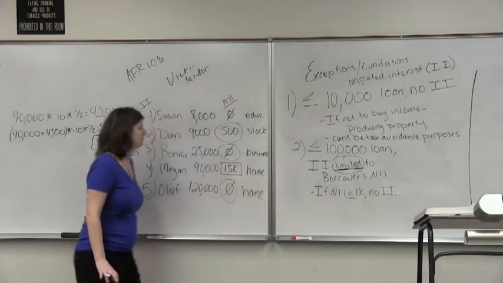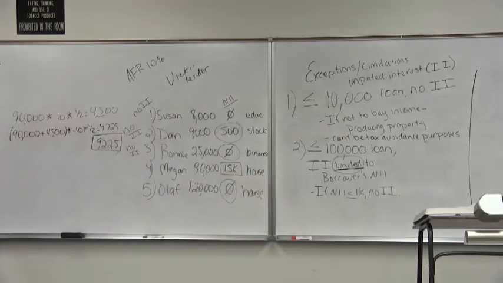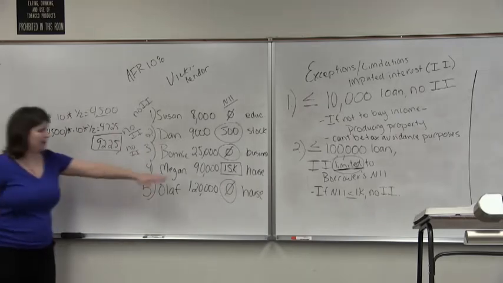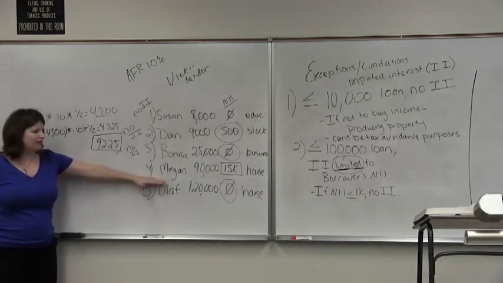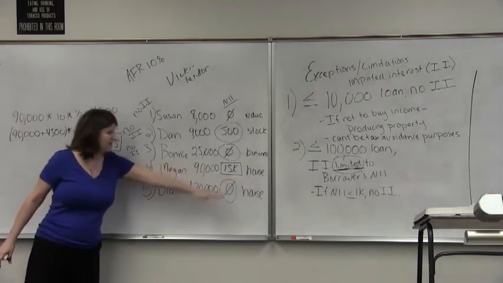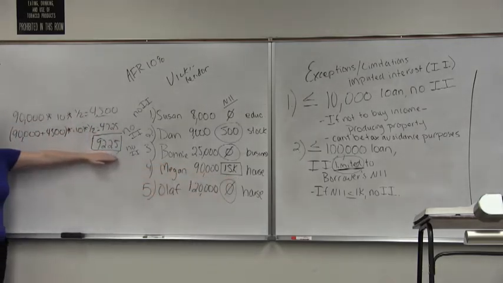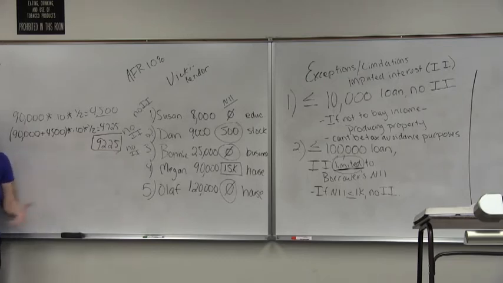Okay? So we have no limit that we have to be concerned with. Now remember, with Megan's, we had a limit of $15,000. It didn't matter because our imputed interest was less than $15,000. So the limit didn't really help us any. Okay? But with Olaf, we don't have any such limit. So we just have to calculate it.